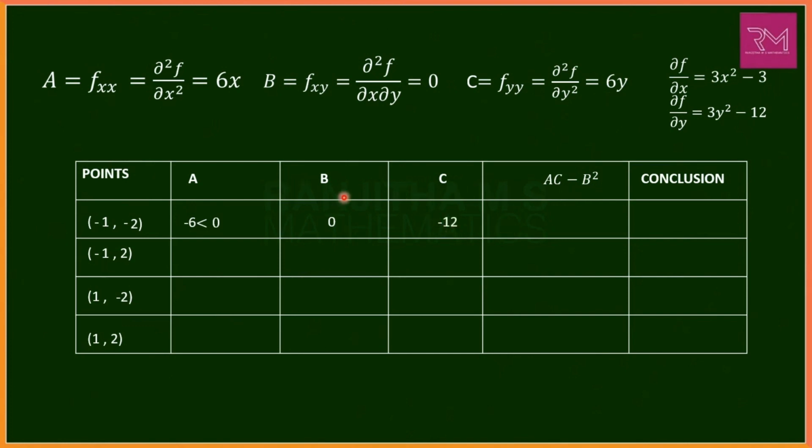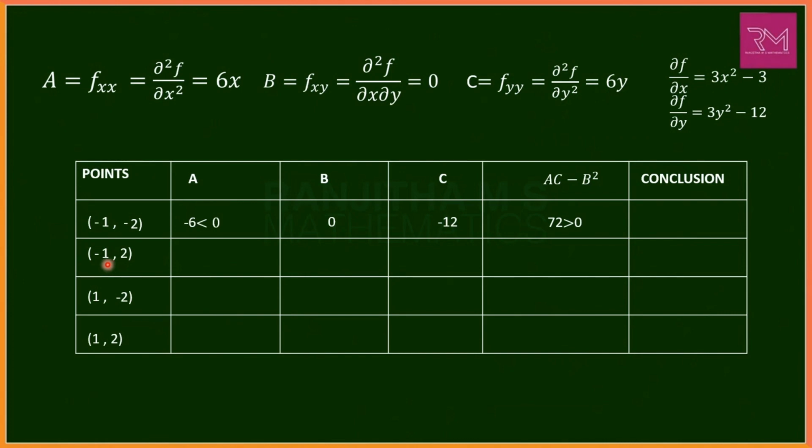After obtaining A, B, C values, next we have to find AC minus B square value and check whether AC minus B square value is greater than 0 or less than 0. Here A into C minus B square. Here A is minus 6 and C is minus 12. Hence we get 6 into 12 is 72, minus B, which is 0. Hence AC minus B square value is 72, which is greater than 0. We already know 72 is greater than 0. In a similar way, we have to find the values for minus 1, 2, 1, minus 2, 1, 2.